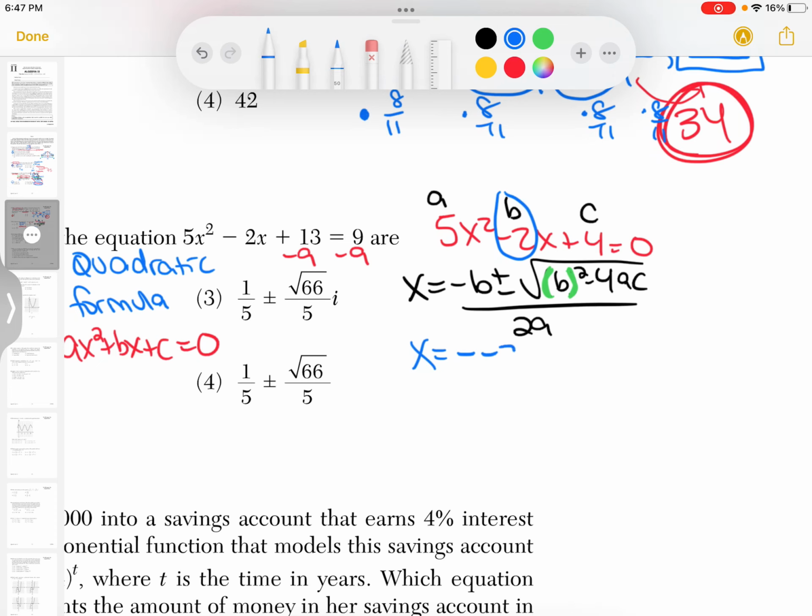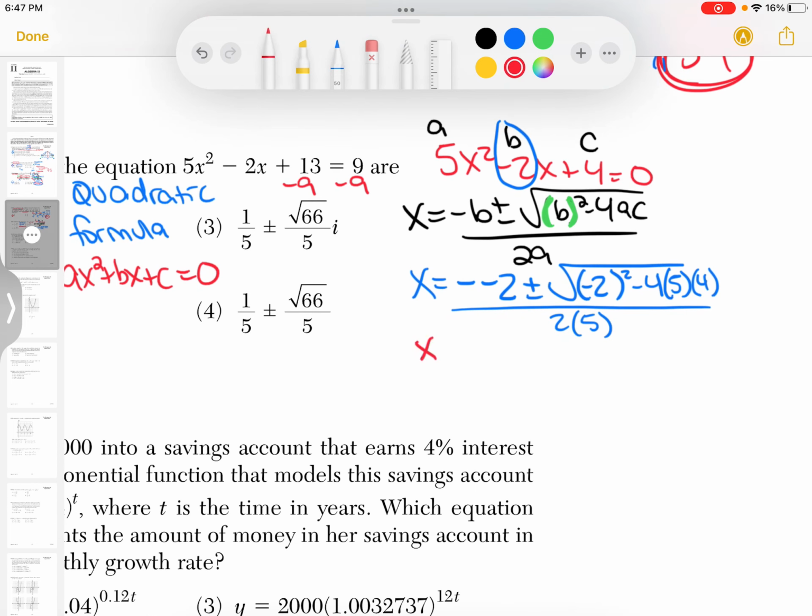Okay, so when I bring down the formula, it's x equals negative, and then b is a negative 2, so I bring down the negative 2. Bring down the plus or minus, bring down the square root, and then there's my parentheses again. I need them for this one because b is negative, so I put the negative 2 there, bring down the squared, minus 4 times a, which is 5, times c, which is 4, and that's all over 2 times a, which is 5.